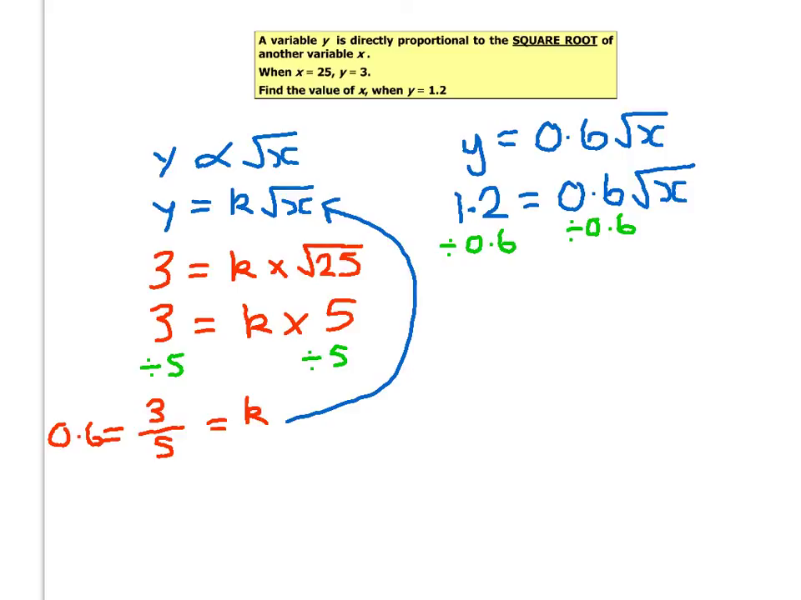If I do that, on the left hand side it leaves me with 1.2 divided by 0.6, which is 2. On the right hand side, I've got rid of that now, so it leaves me with the square root of x. The square root of x equals 2, then to find out what x is, I just need to square both sides. So that'll leave me with x equals 2 squared, which is 4.